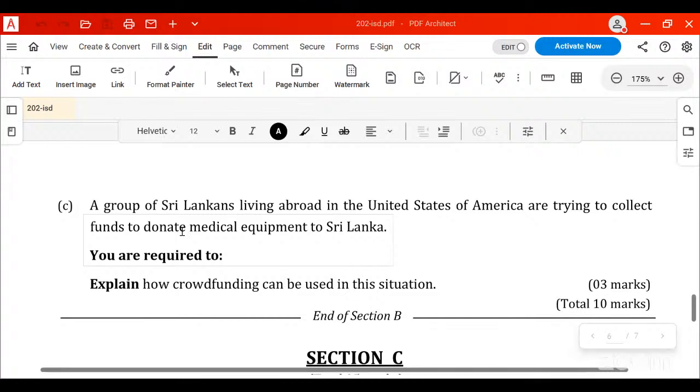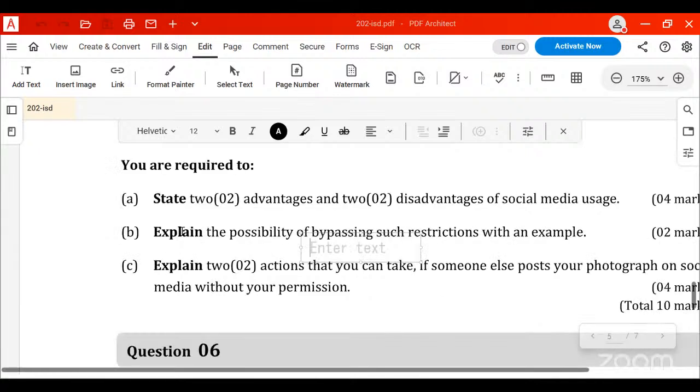What is crowdfunding? Crowdfunding is a large audience contributing to a donation. Not only donation, it may be a loan, maybe a donation, where a large audience contributes in small amounts, right? For this particular situation, how can they use crowdfunding? For the medical equipment donation.